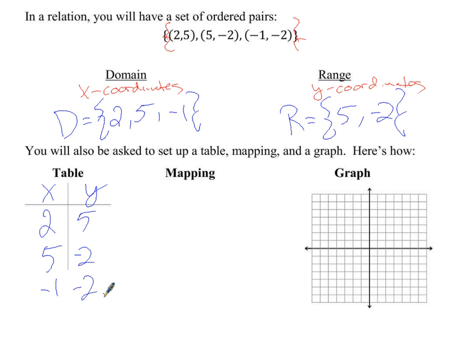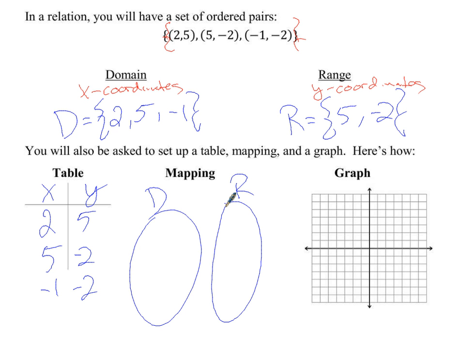Just like that. If you look in the back of the book, they may have put those x coordinates in numerical order. That's fine. But the y coordinates go with the x coordinates. So if you did put negative 1 first up here, across from it, you would have to see that negative 2. They still match across. All right, make sense? Okay. So that's the table. For a mapping, this is the one where you write domain and range, and you make these ovals.